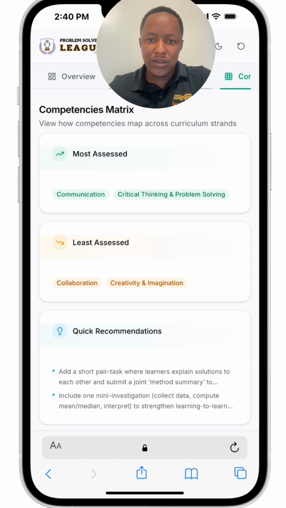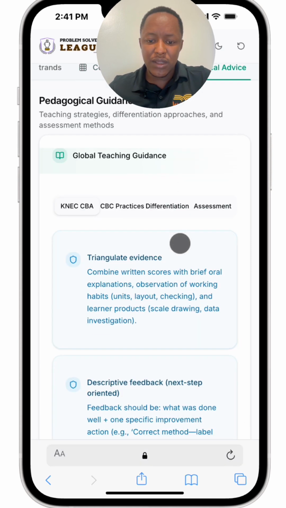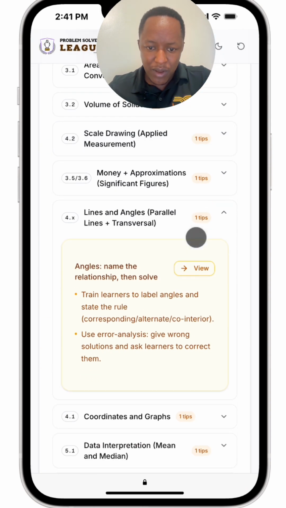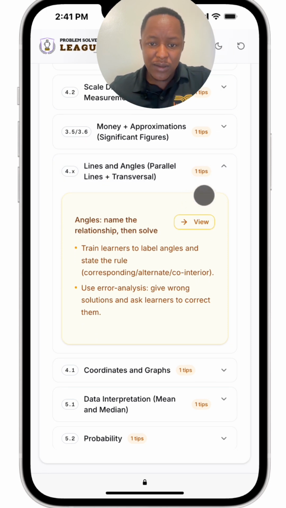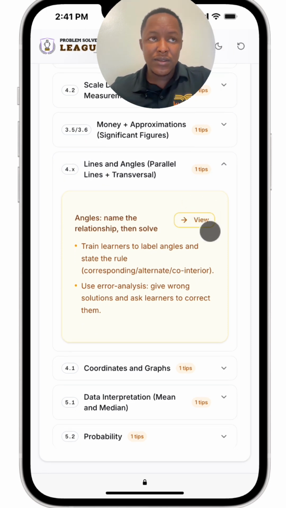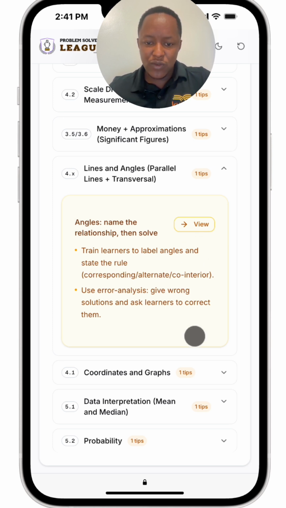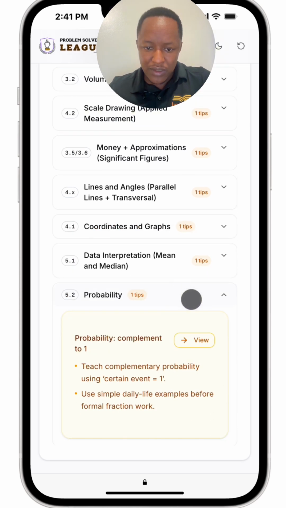I want to give you just a quick tip on pedagogy that you could apply. We will look at a topic I haven't talked about: lines and angles. Train learners to label angles. Learners need to know how to label angles based on whether they are alternate angles, co-interior, or corresponding. Some are obvious angles, like in isosceles triangles, which angles are equal, equilateral, and so on and so forth. Another one I could talk about is probability. It's good for them to understand probability using a certain event.